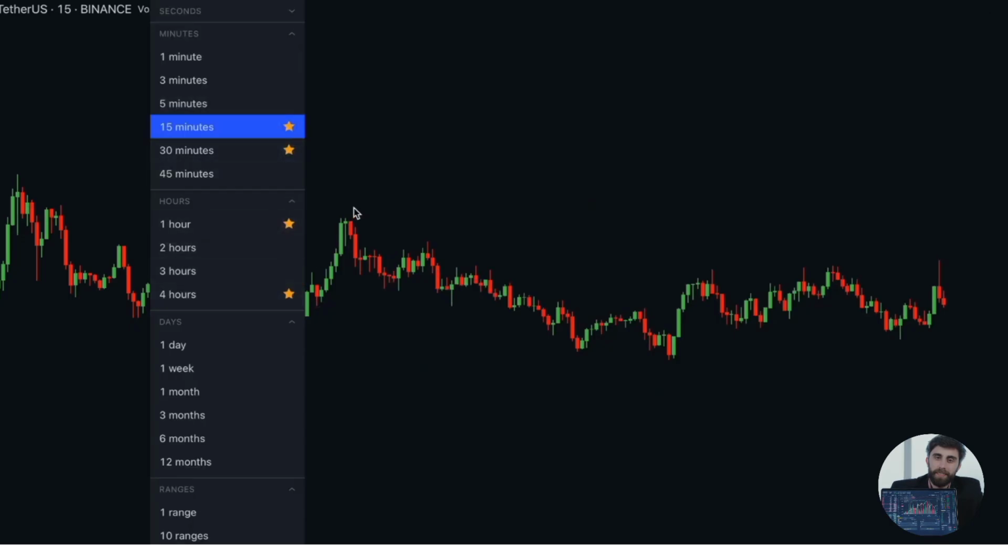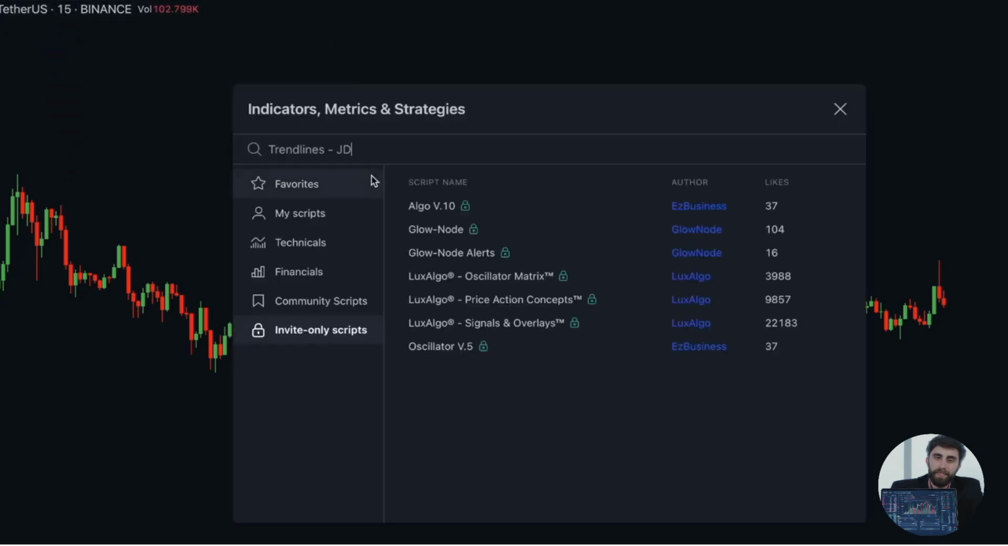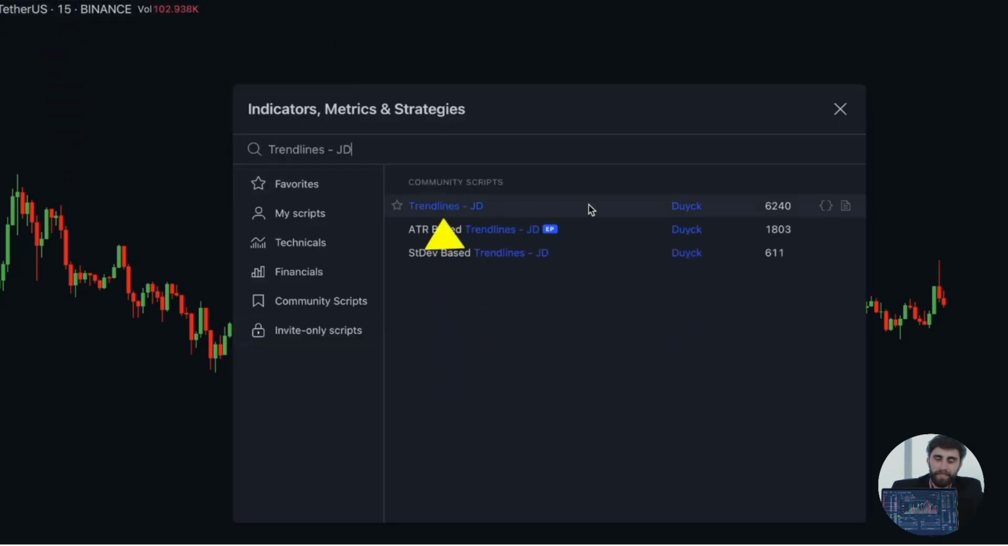To install the first indicator on the chart, head over to TradingView and open any market. Currently, I am viewing the Solana price on the 15-minute chart. Open the indicators and search for trend lines, JD by Dyke. Here's the indicator you need.